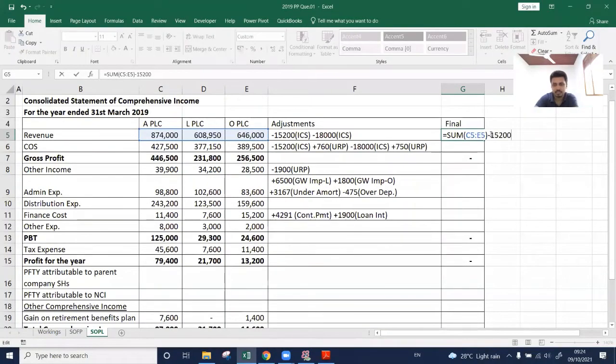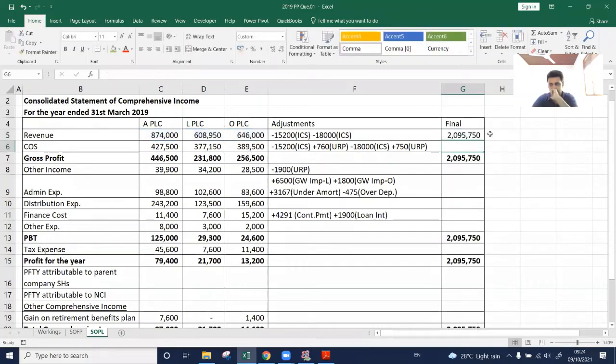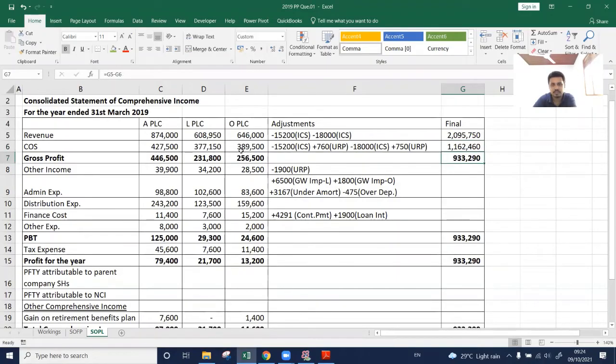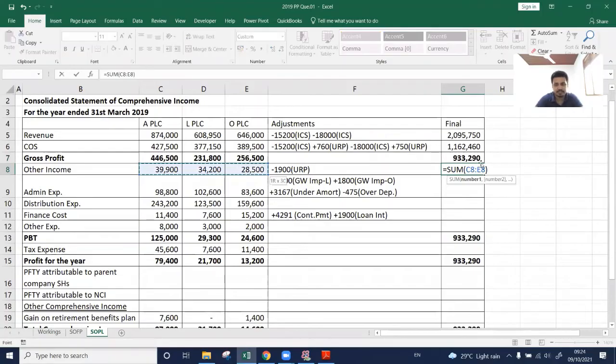Minus 15,200, minus 18,000. Cost of sales: sum of these three, then the adjustments, minus 15,200 plus 760, minus 18,000 plus 750. So the group gross profit figure should be 933,290. Other income, there is an adjustment there as well. From the total, we need to deduct 1,900.